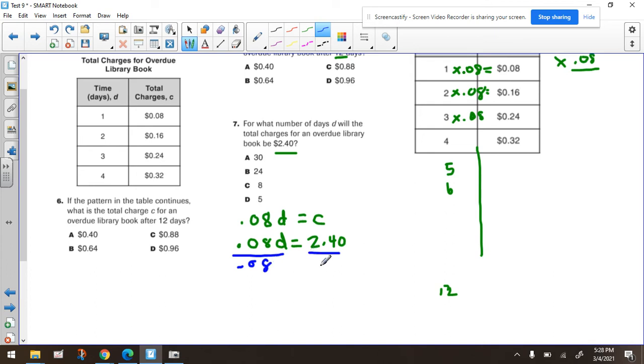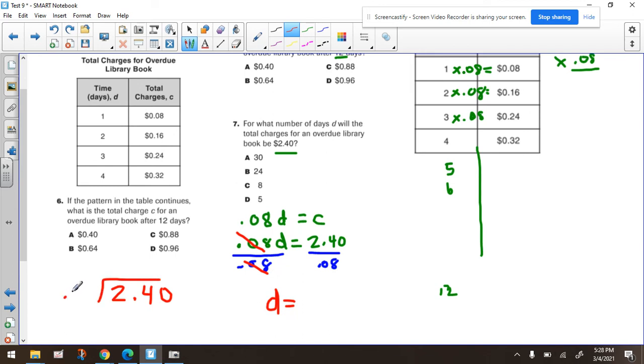Then on the left, it'll cancel out. If we simplify this over here, that all cancels out and we're left with D. The only thing left to do to get number 7 right is to find the quotient. Do the algorithm of $2.40 divided by 8 cents.